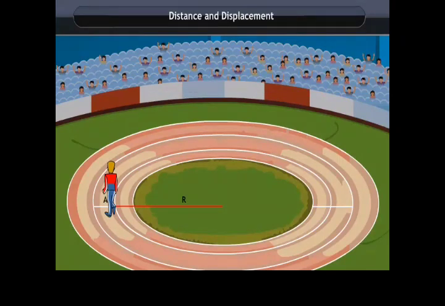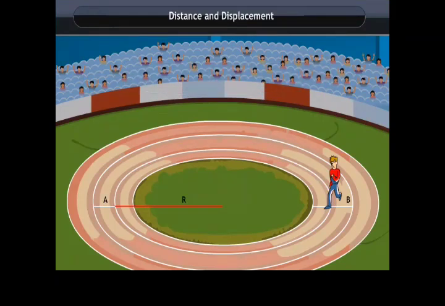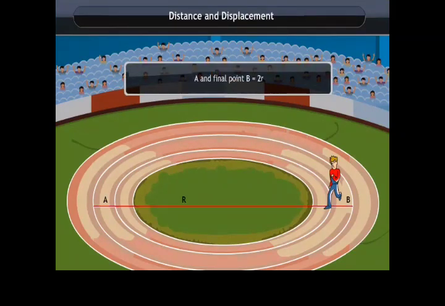Let us suppose that the athlete now starts from point A and stops at a diametrically opposite point B. Distance in this case is equal to pi r. Displacement is equal to the shortest distance between the initial point A and final point B, which is 2r.